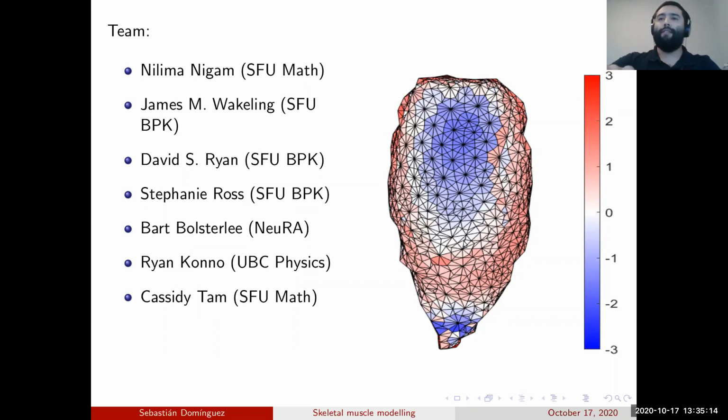Here I have a picture of something that we did when Bart was visiting us. We took this 3D MRI data and meshed it, and then we tried our model. This was the first picture that we got out of the code with the MRI data in. I was very happy to see this. I'll tell you later that we compared it with some real data, and we saw something very similar to what they measured in real life.